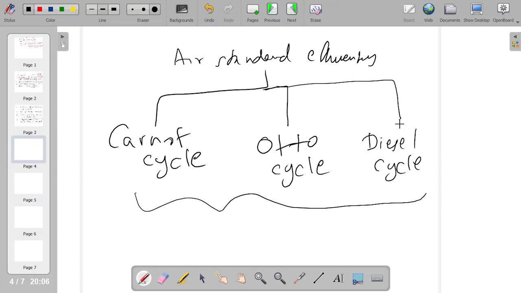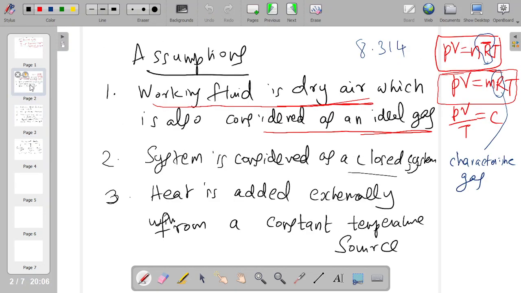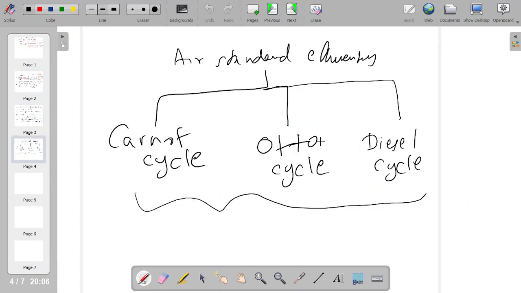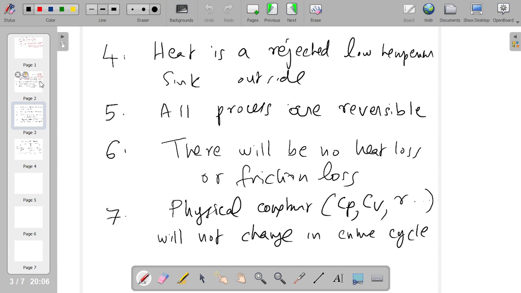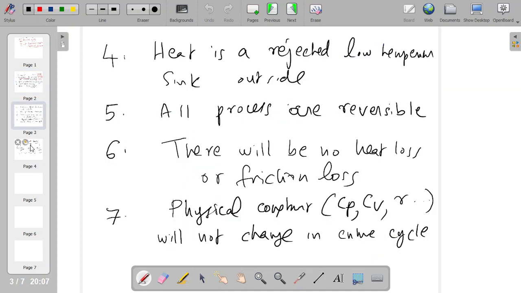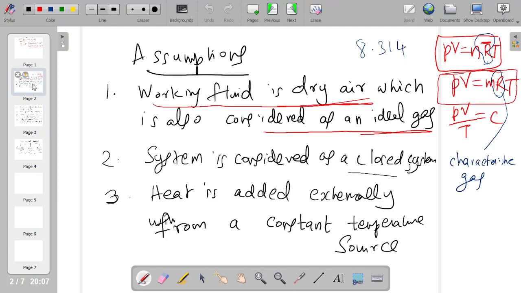For all these cycles you have to keep these assumptions in mind. If a derivation is asked, even for the Otto cycle or diesel cycle, you can write these assumptions. In this, the first one and the third and fourth are very, very important assumptions. So thank you.